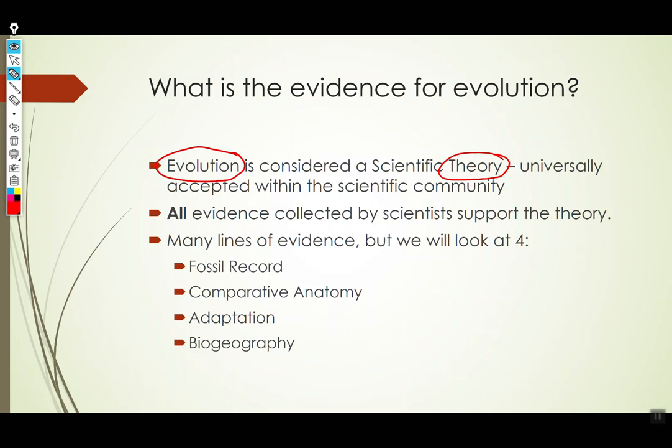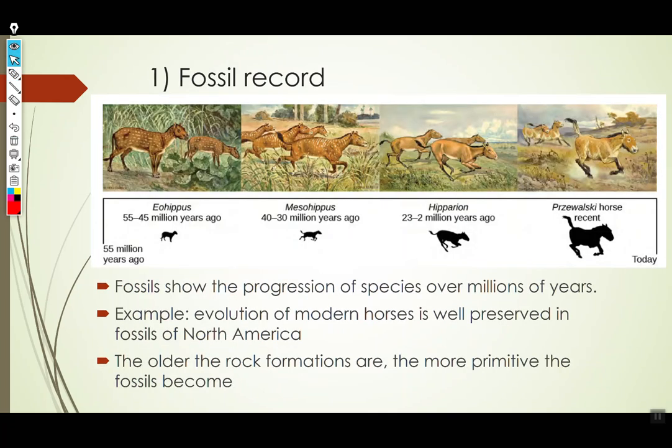So we're going to look at four lines of evidence. There are many others, but these are the easiest ones to take a small bite out of for this 100 level class. One is the fossil record, and people have been discovering fossils for a long time.